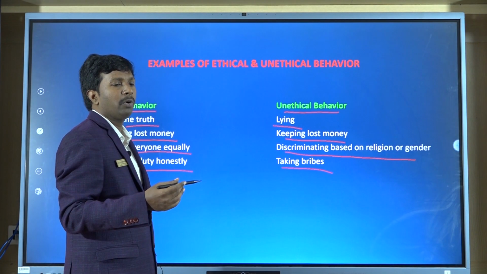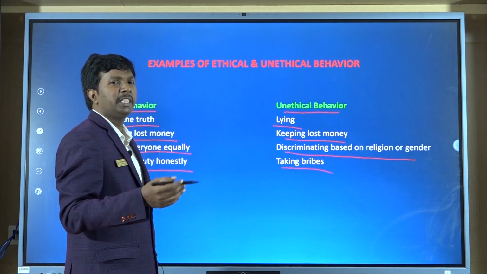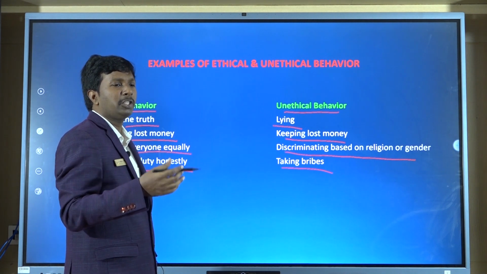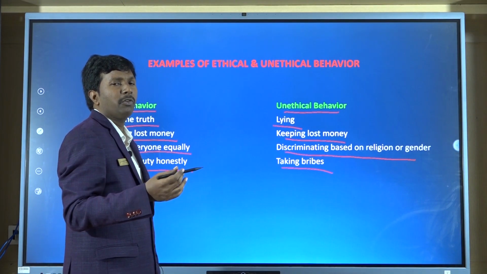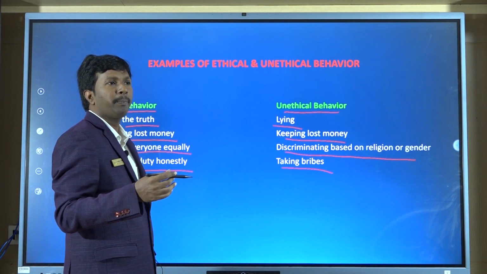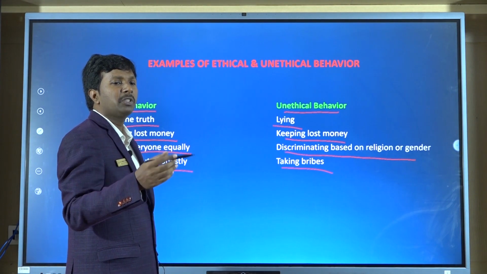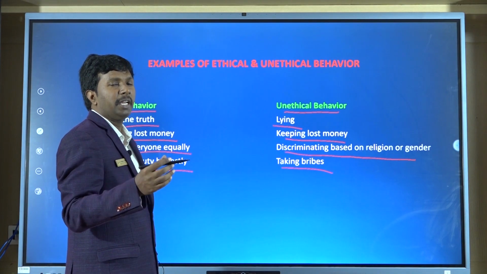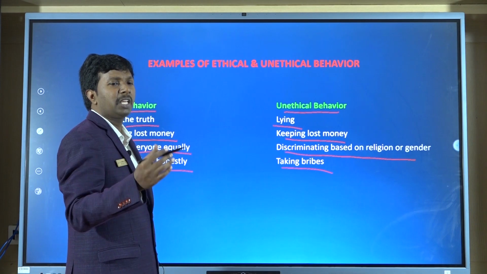Now we have some differences: ethics versus morals. Ethics means the rules made by society or a job role to do the right thing. What is an example of ethics? Suppose some people went to the hospital, and the doctor keeps that patient's information secret. That is the ethical behavior of the doctor. This is a perfect example of ethics.